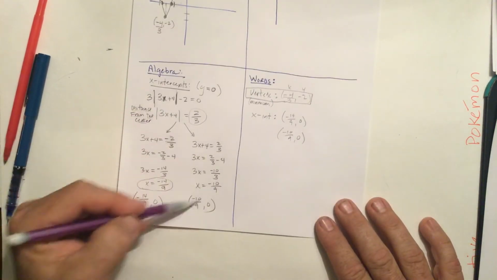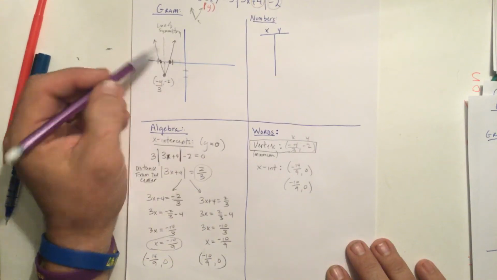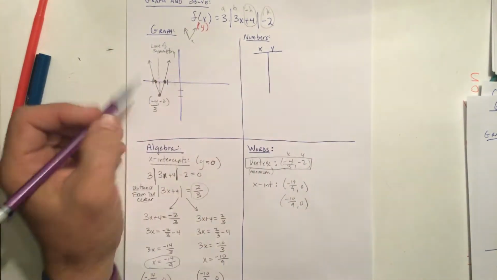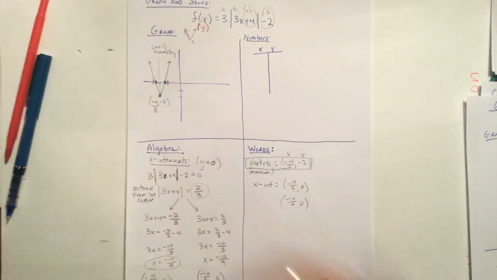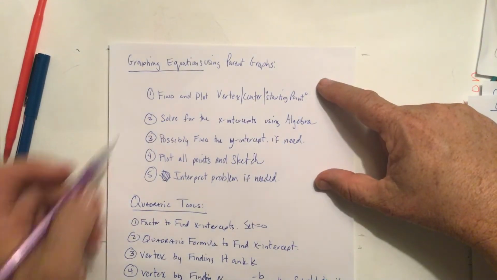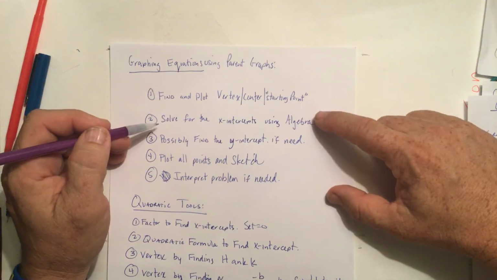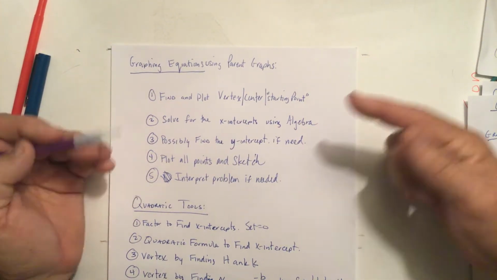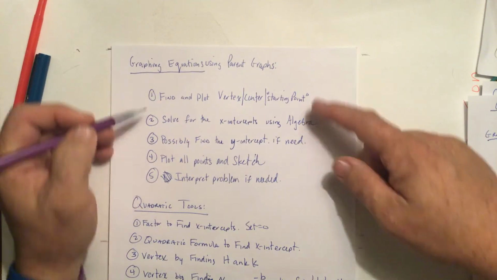So we can solve algebraically and we can find the pieces that we need. We could plug in x equals 0 to find the y-intercept, which is going to be way up here, but there's no need for that one. So again, all I did was follow these steps: plotted the vertex, solved for the x-intercept, and sketched the points. I didn't have to interpret the problem because it wasn't a word problem. So just kind of following these steps.